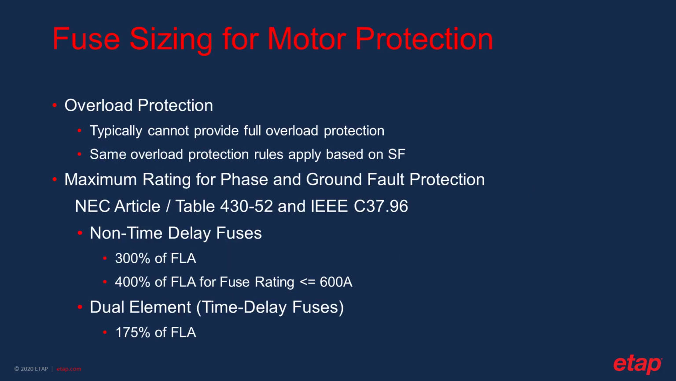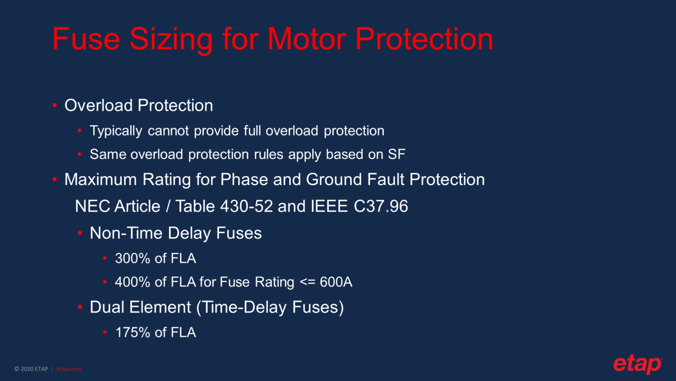Typically cannot provide a full range of overload protection. Newly made fuses have a special characteristic that to some extent provide the full load current or overload protection as well. But typically the fuses are combined with the overload protection, and the fuse itself is used for the phase and ground fault protection. If this is the case, the National Electrical Code, the NEC, Article 430.52 and IEEE C37.96 suggest the following rating for the fuse.